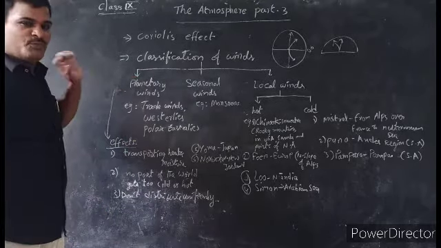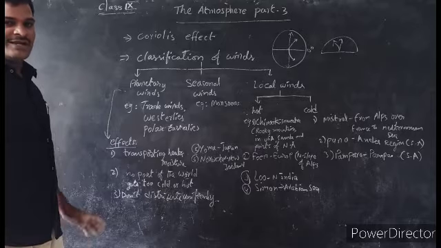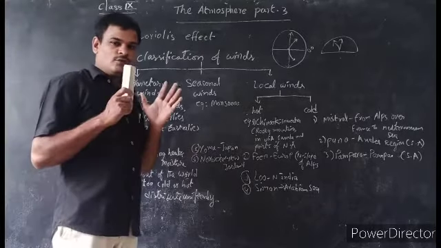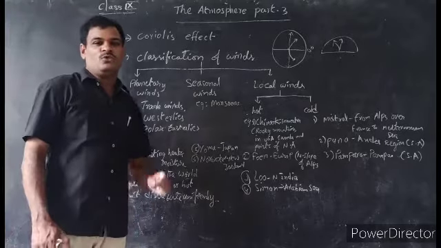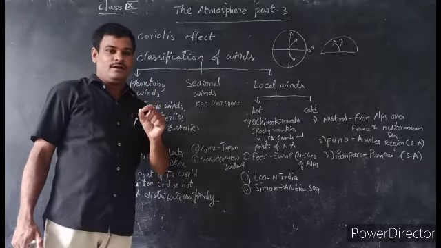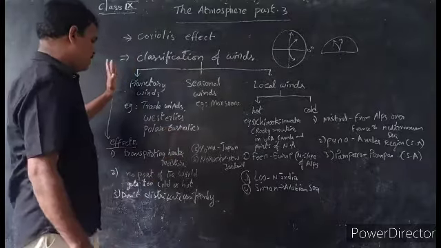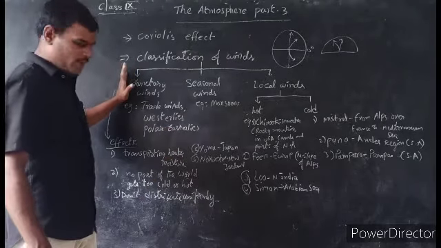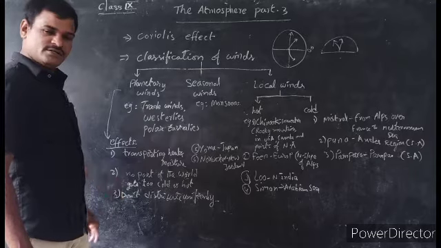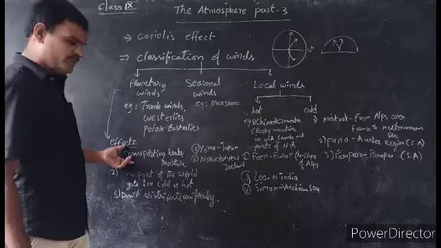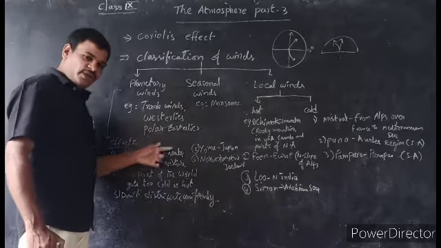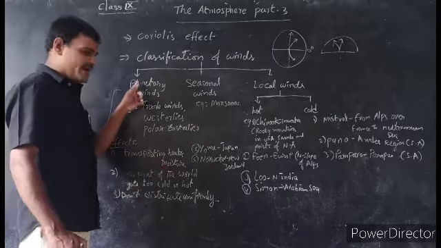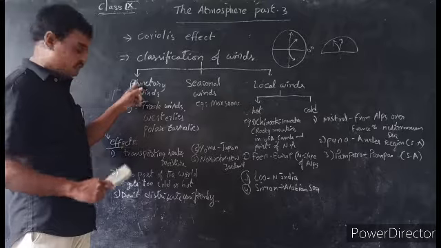What are planetary winds actually? The winds that move constantly throughout the year in the same direction are called planetary winds. What are the effects of these planetary winds? They are helpful in transporting heat and moisture all over the globe. In transporting heat and moisture, these planetary winds play a crucial role.